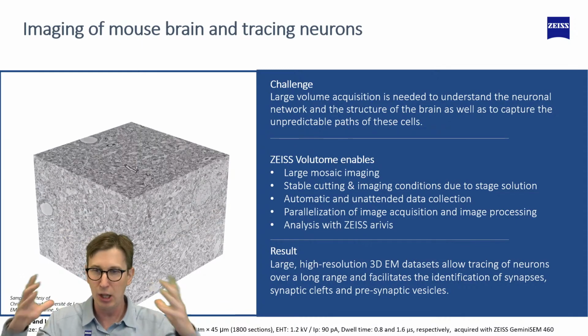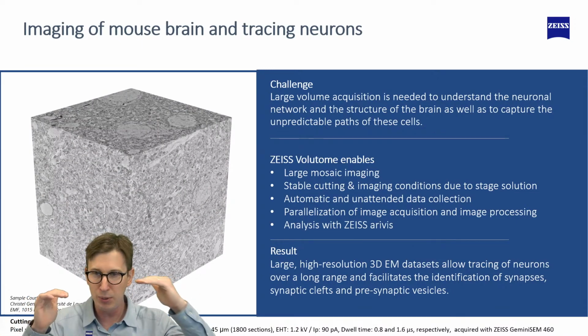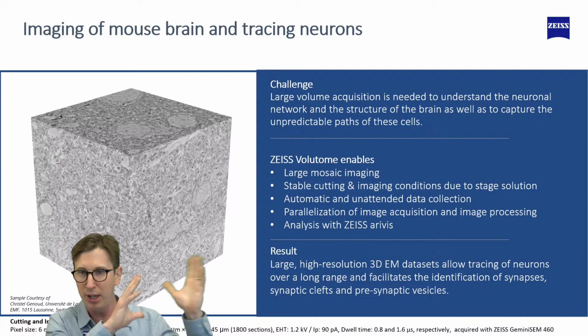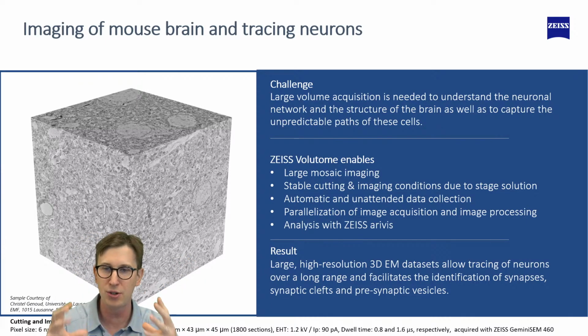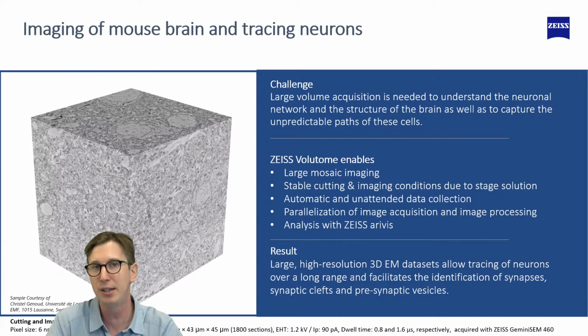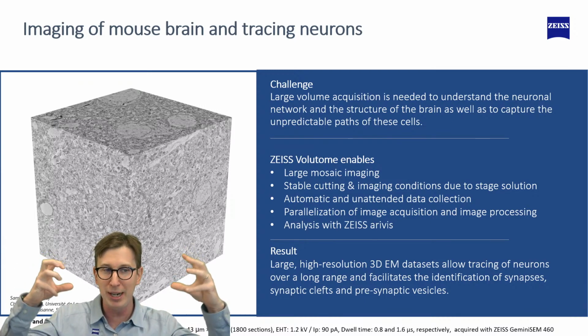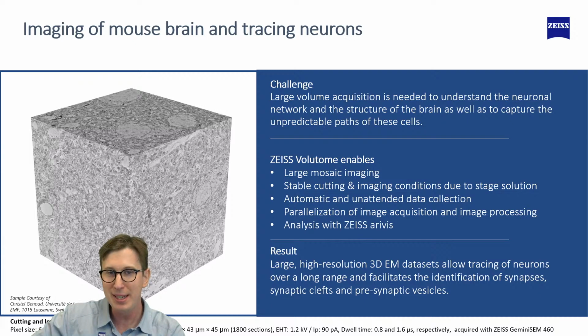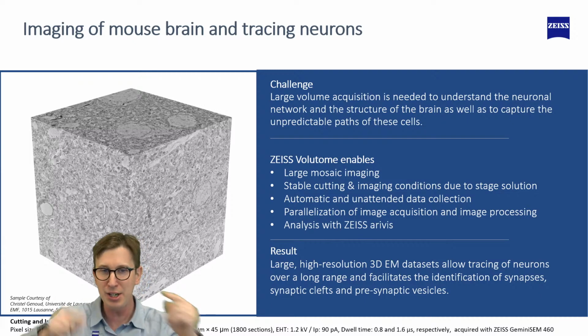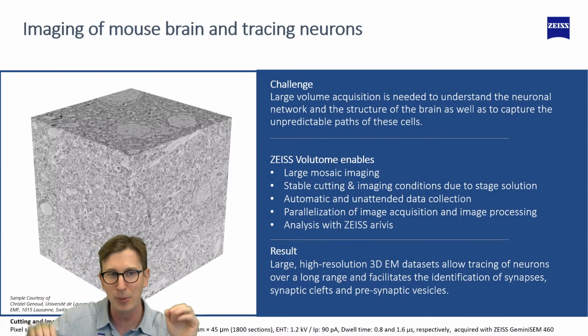Now they have a large volume where they want to acquire the data through this volume that you see here, and they want to understand what the neuronal network and structure of the brain is. And they also want to capture the unpredictable paths of these cells. And this is a big challenge in neuroscience, is connecting all the different parts of the brain and how they are wired together.